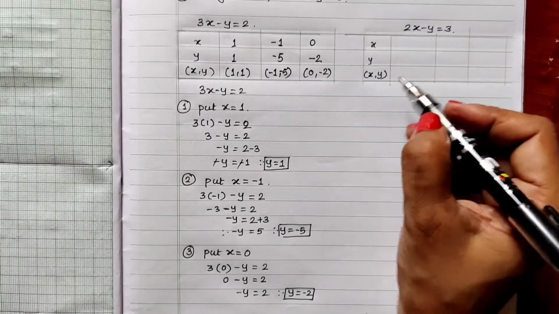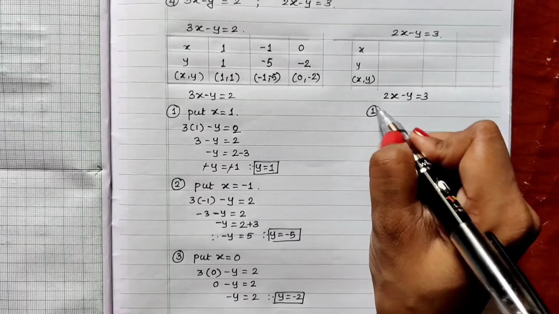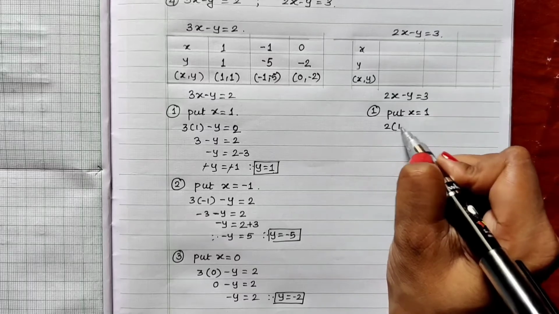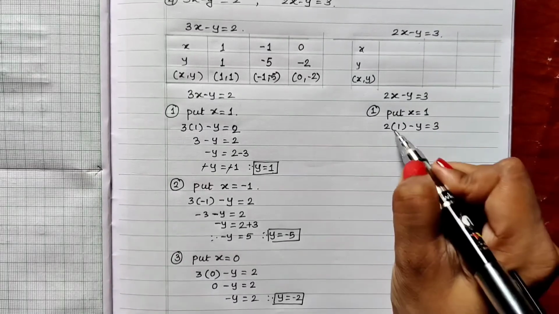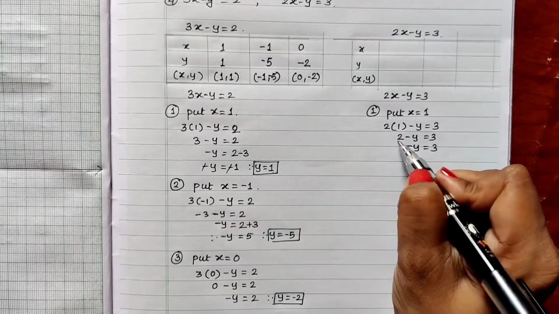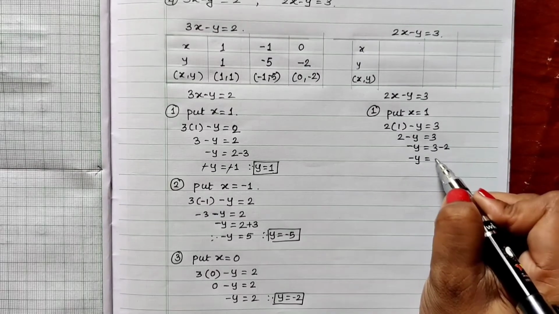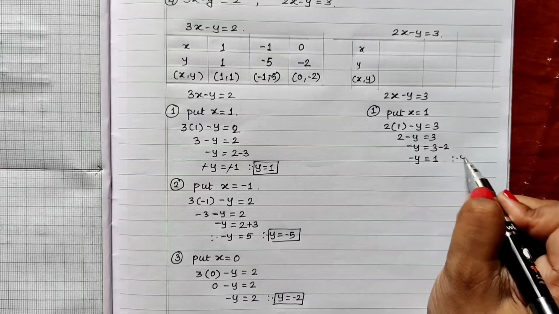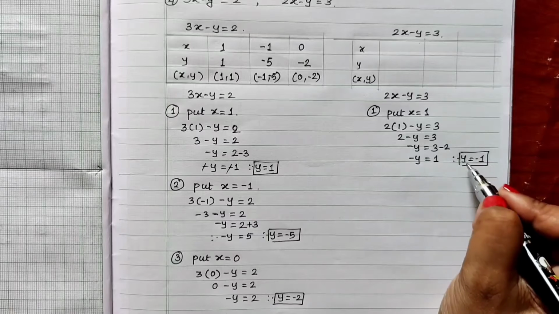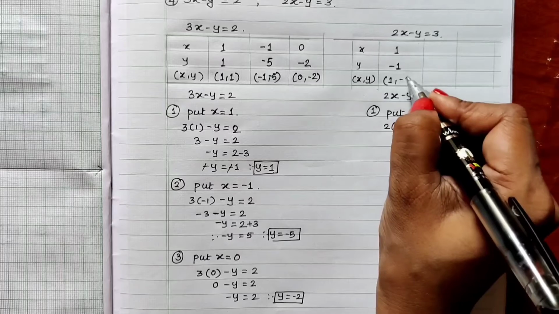Now let us solve this second equation, 2x minus y is equal to 3. Let us put any one value. We will start from x is equal to 1. So in place of x we will be writing 1, minus y is equal to 3. 2 into 1 is 2. 2 minus y is equal to 3. Minus y is equal to 3. This plus 2 we bring on this side, it becomes minus 2. Minus y is equal to 3 minus 2, which is plus 1. And therefore y is equal to minus 1. So x is 1, y is minus 1.